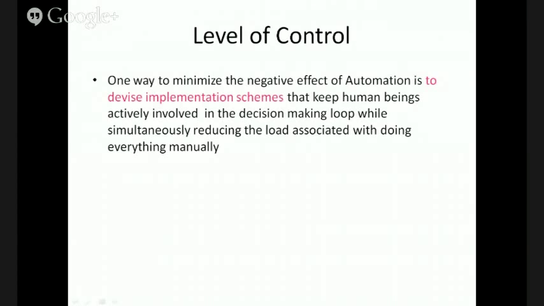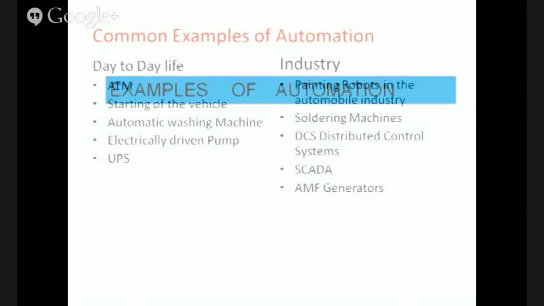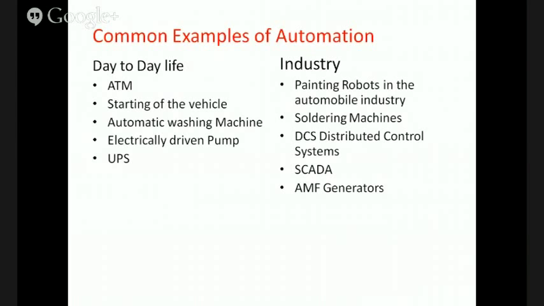Examples, let us see what are the examples of automation. Common examples of automation are in day-to-day life and in industry. In day-to-day life, you will see automation examples of ATM, starting of the vehicle, automatic washing machines, electrically driven pumps, UPS, and so many others. In industry: painting robots in the automobile industry, soldering machines, DCS distributed control systems, SCADA, and AMF generators. These are examples I would like to give here.